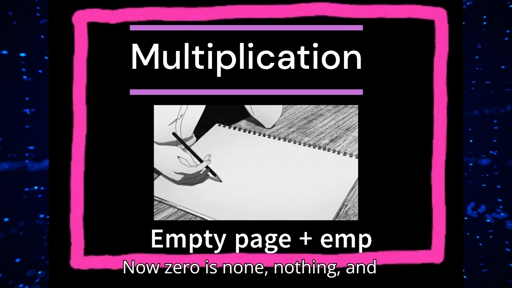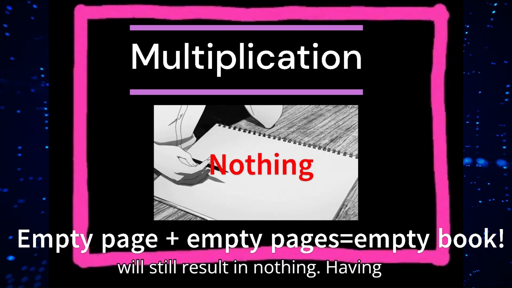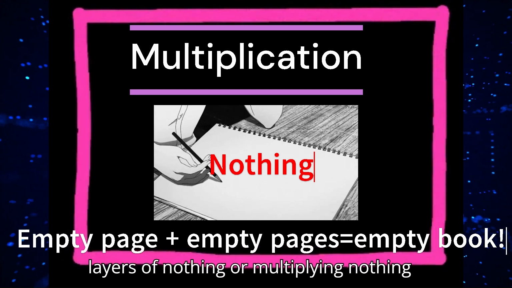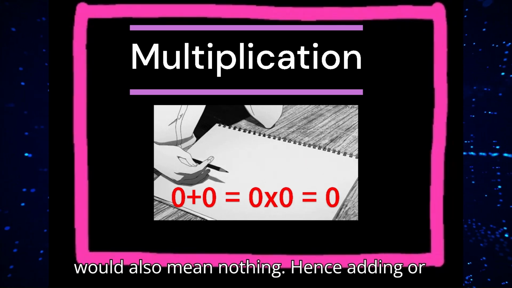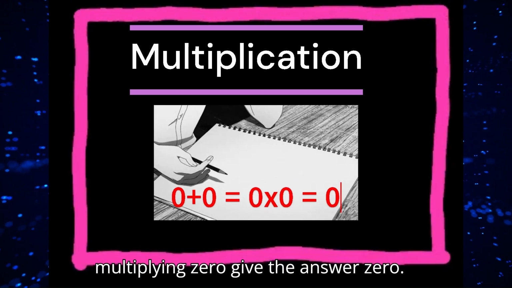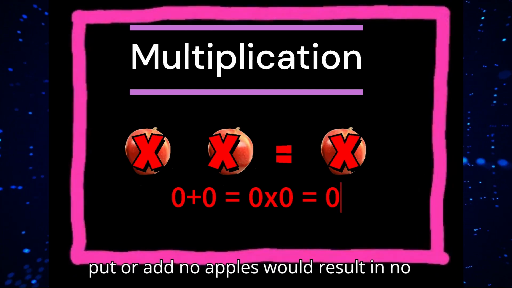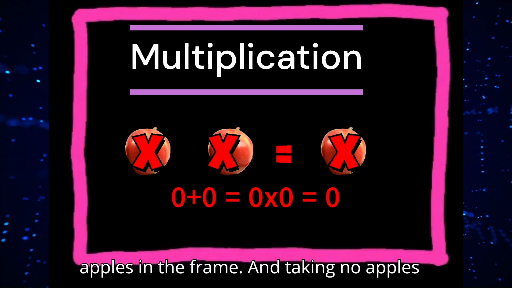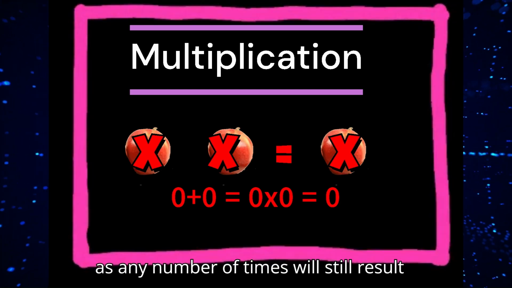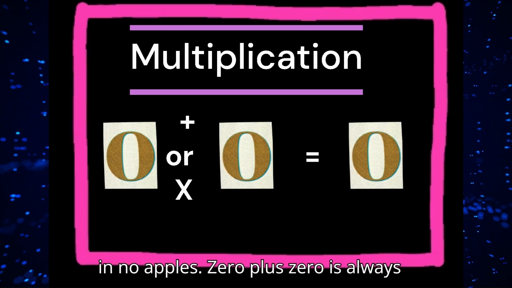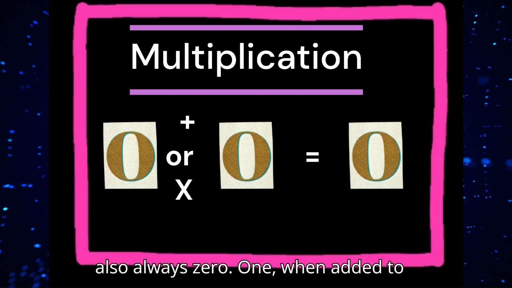Now 0 is none, nothing, and shows absence. Adding nothing to nothing will still result in nothing. Having layers of nothing or multiplying nothing would also mean nothing. Hence adding or multiplying 0 gives the answer 0. This is the same as if you take no apple and add no apples, it would result in no apples in the frame. And taking no apples and adding no apples and repeating this any number of times will still result in no apples. 0 plus 0 is always 0. And 0 multiplied by 0 is also always 0.